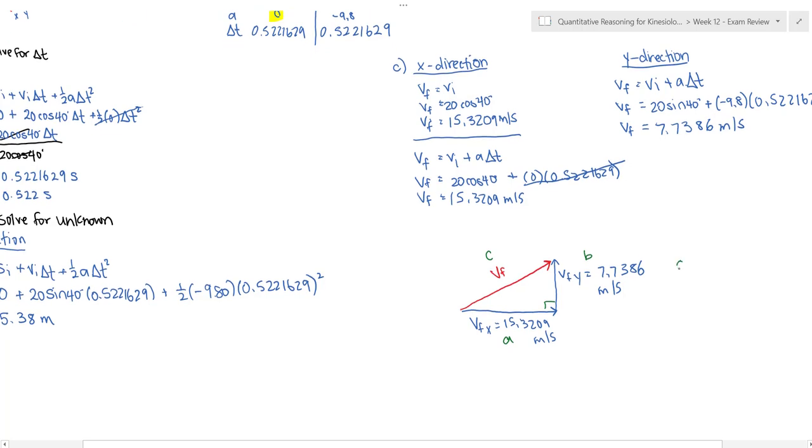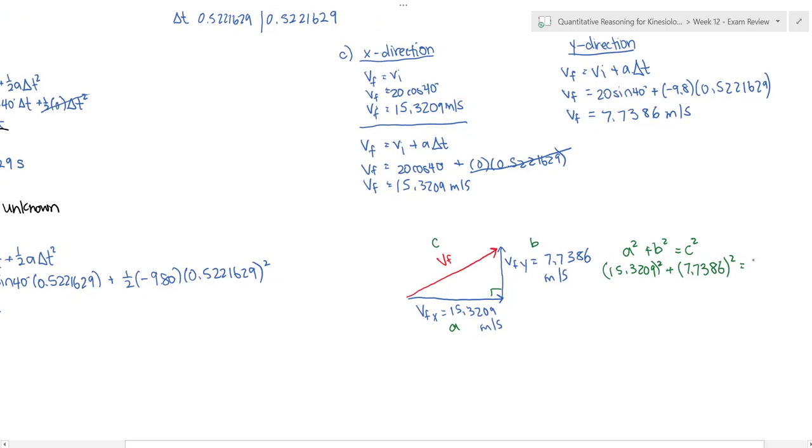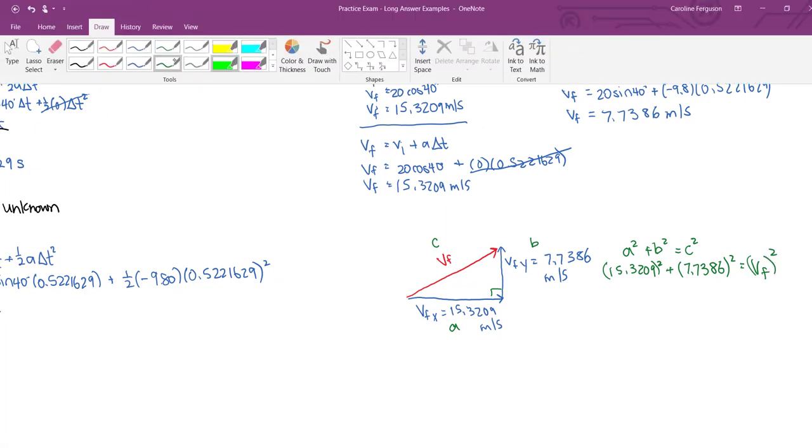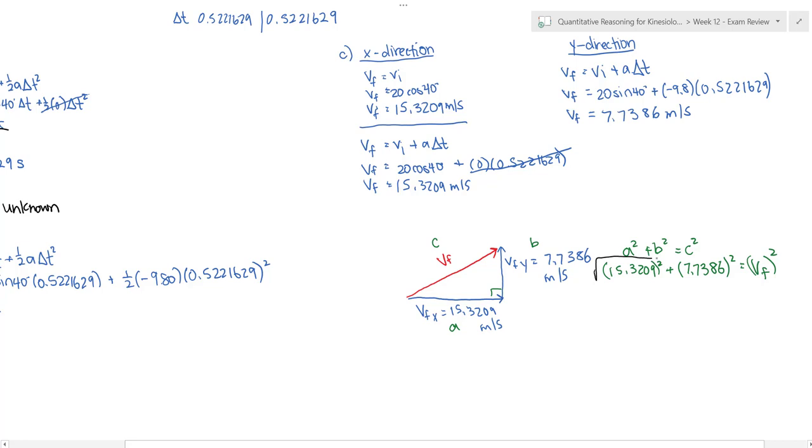So I'm going to say A squared plus B squared equals C squared. Sub in the numbers that I know. So my A is 15.3209 squared plus my B, which is 7.7386 squared, equals my C, which I'll just call v final squared. Okay, so I'm just solving for v final. To get rid of that squared, I'm just going to plus or minus square root the other side. And now the square root and the squared will cancel out over here.